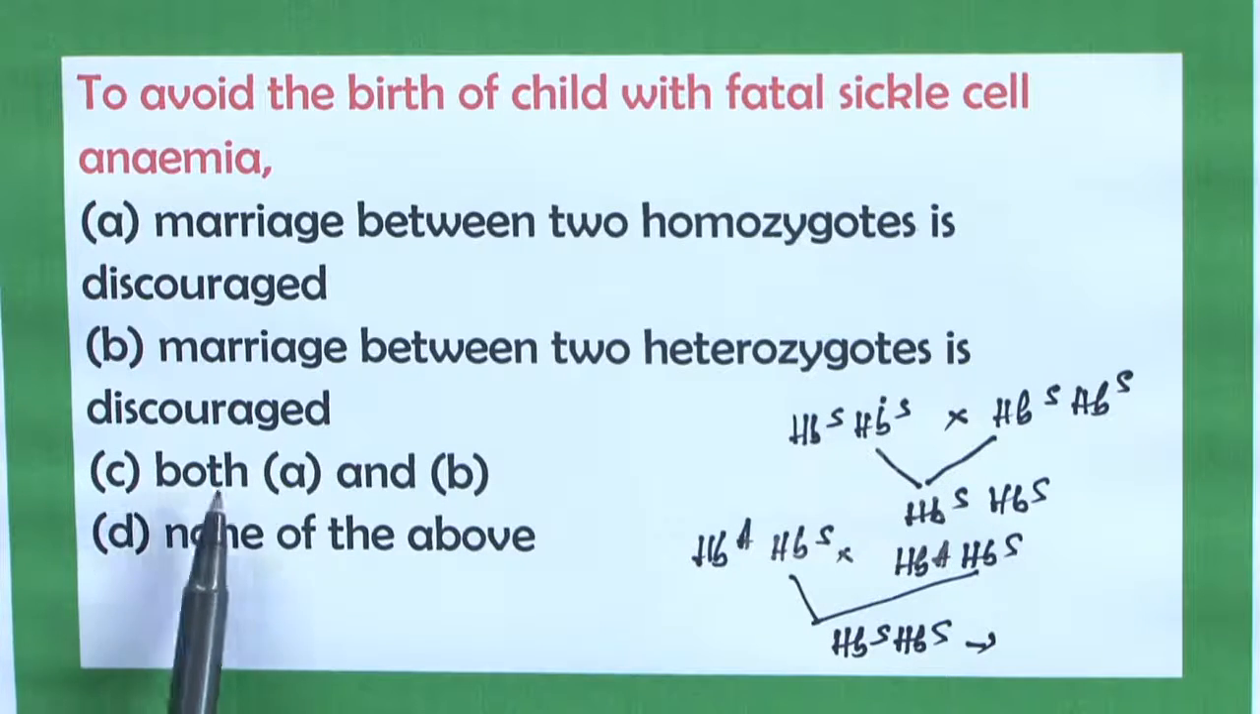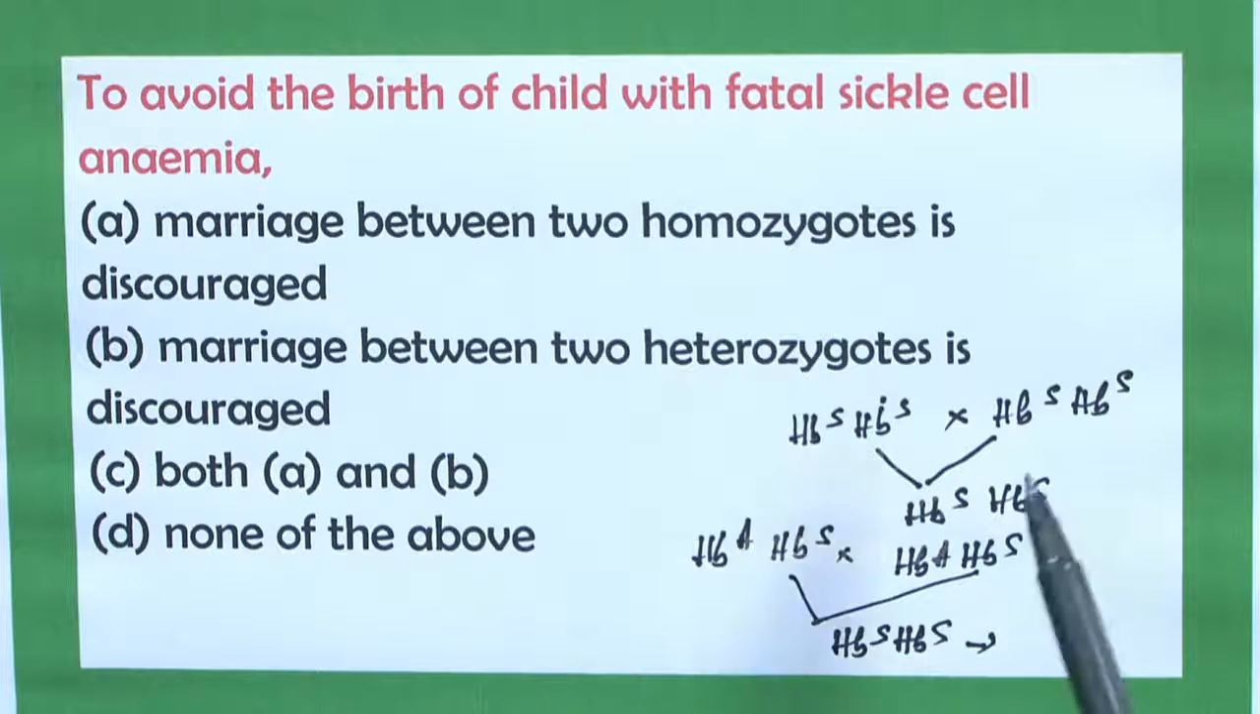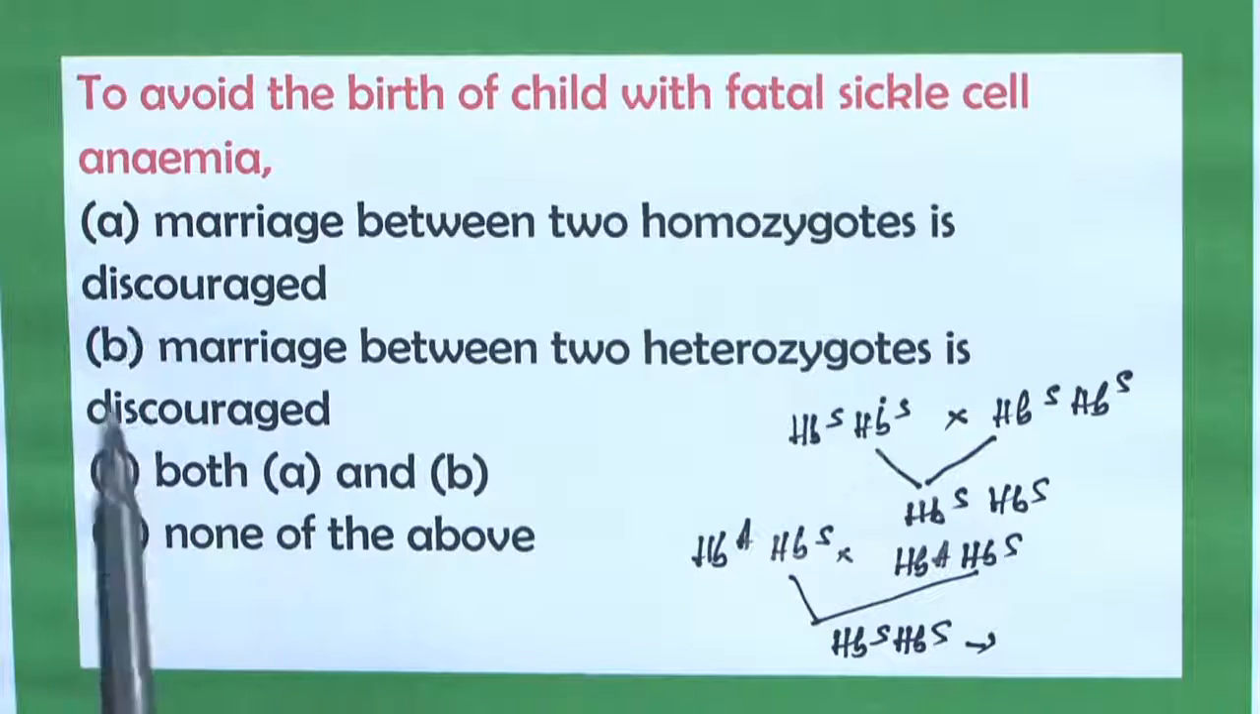So option C is both A and B, and option D is none of the above. When you consider these two marriages, in both these cases the child can suffer from sickle cell anemia, and hence both the statements A and B are correct, and hence the correct option is both A and B.